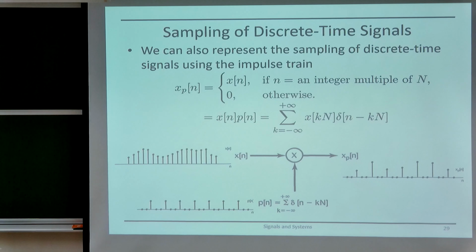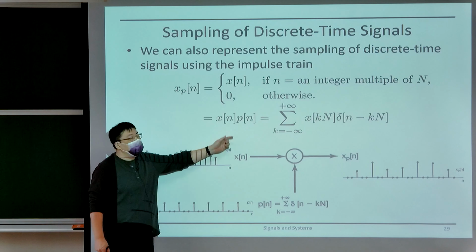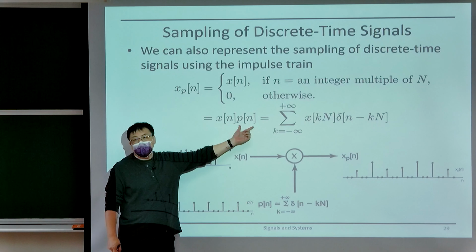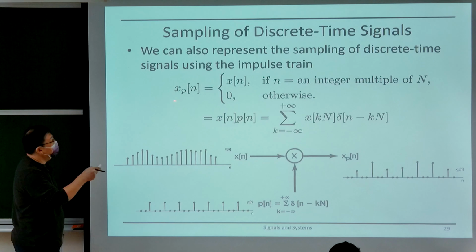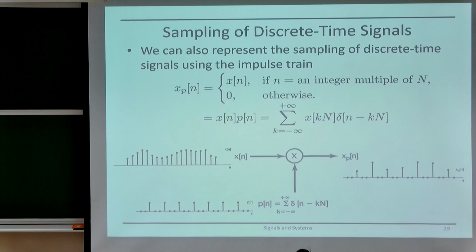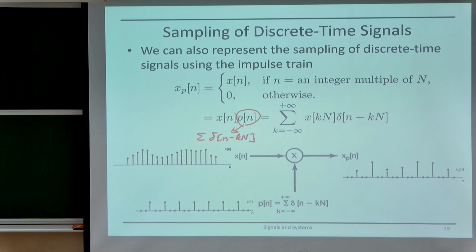Suppose that x[n] is our original signal. Then to sample x[n], we can also multiply it by this impulse train p[n] to get an impulse train sampling signal xp[n]. So p[n] here is this impulse train separated by integer multiple of capital N, which is our sampling period.